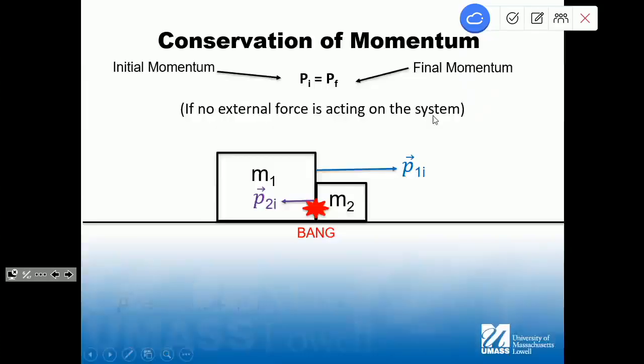Right? But what we do know is that the initial momentum of the system is the momentum of the first guy, object 1, plus the momentum of the second guy, object 2.